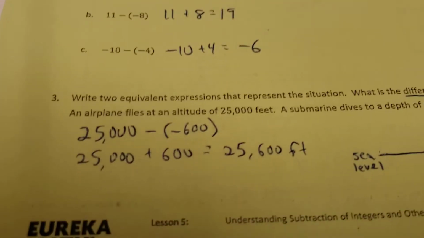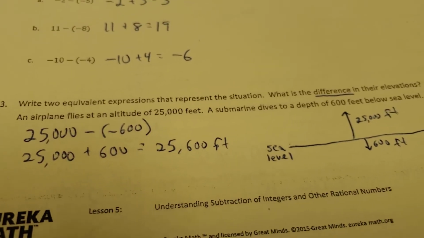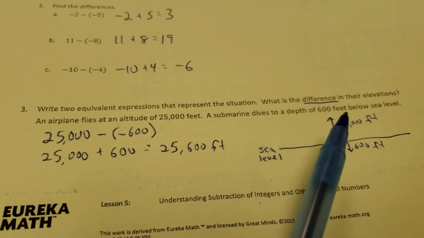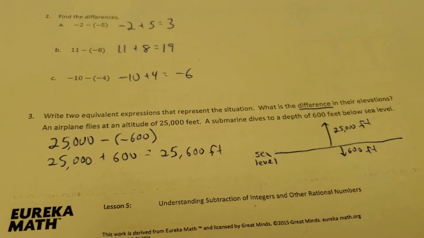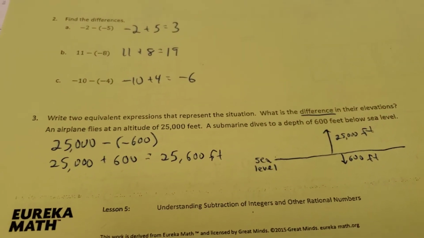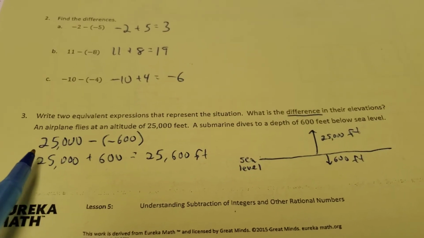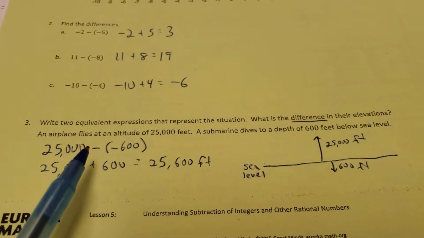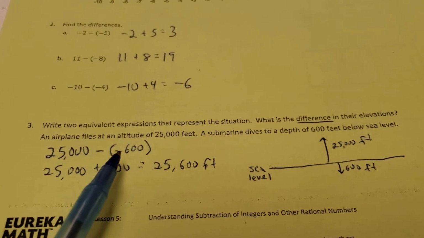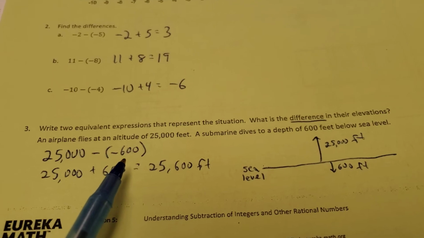Now, what's this look like in a word problem? It says, write two equivalent expressions that represent the situation. What's the difference? Remember, the term difference means subtract in their elevations. An airplane flies at an altitude of 25,000 feet. A submarine dives to a depth of 600 feet below sea level. Well, I'm going to find the difference. So 25,000 minus, and remember, a submarine being down below the sea would be a negative elevation, so negative 600.